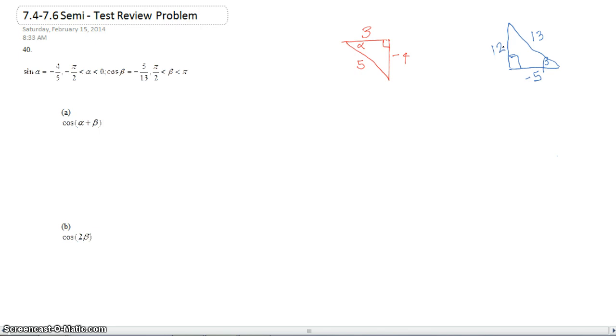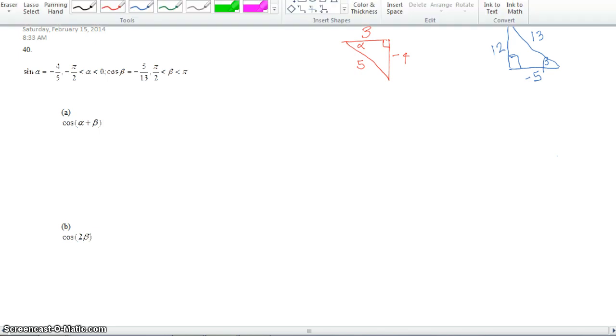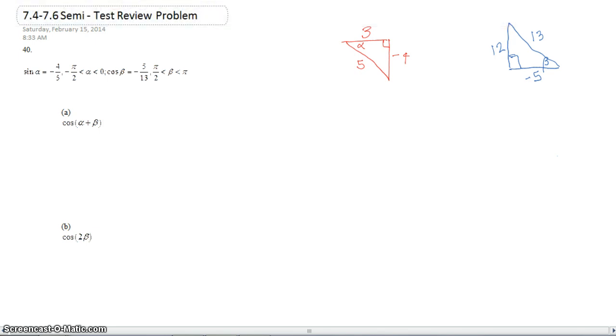So now that we have our alpha and beta triangles drawn, we can start applying our identities from our identity sheet to solve these problems. So for A, it says that we need to find the cosine of alpha plus beta. So what I would do first is go to my identity sheet and identify the alpha plus beta identity. The cosine of alpha plus beta is the same thing as the cosine of alpha times the cosine of beta minus the sine of alpha times the sine of beta.